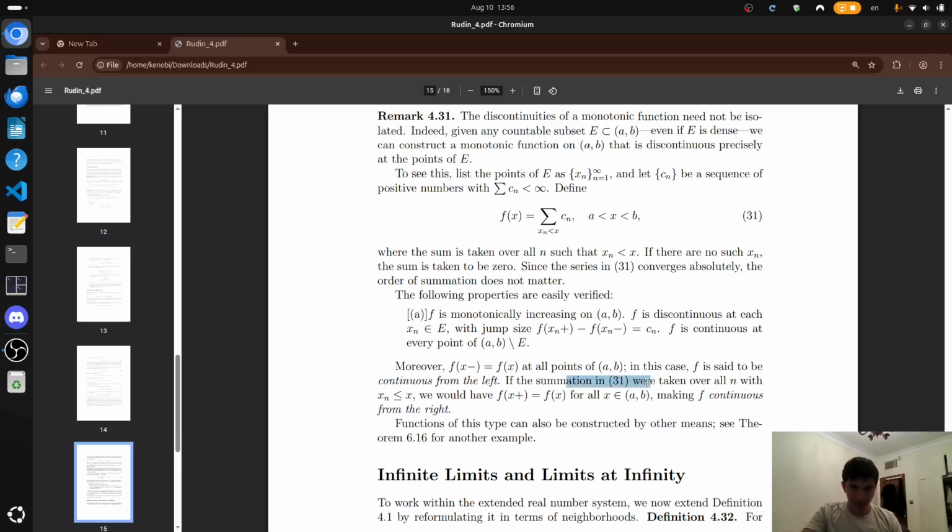If the summation in (31) were taken over all n with x_n less than or equal to x, we have f(x from right) is equal to f(x), making f continuous from the right. Because now x_n is also included in the jump. So when you approach from the right, looking back at all of them, and you're looking exactly at that point, you're going to get that f(x from right) is equal to f(x).